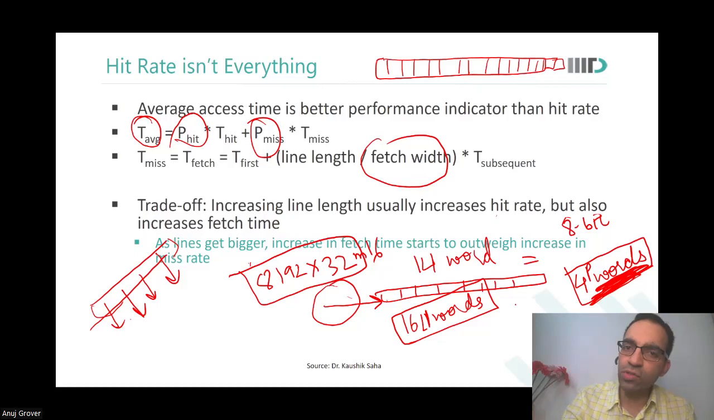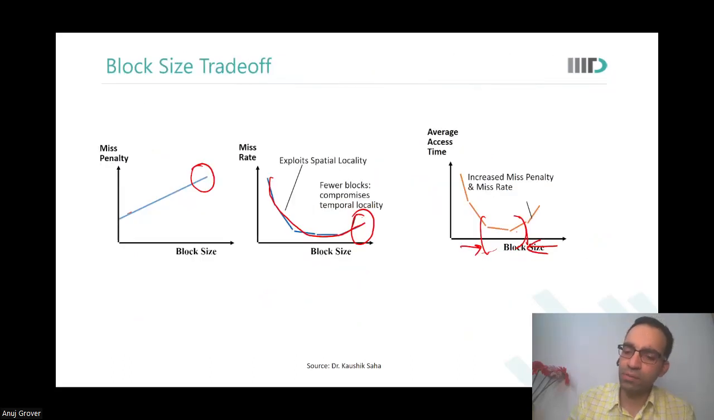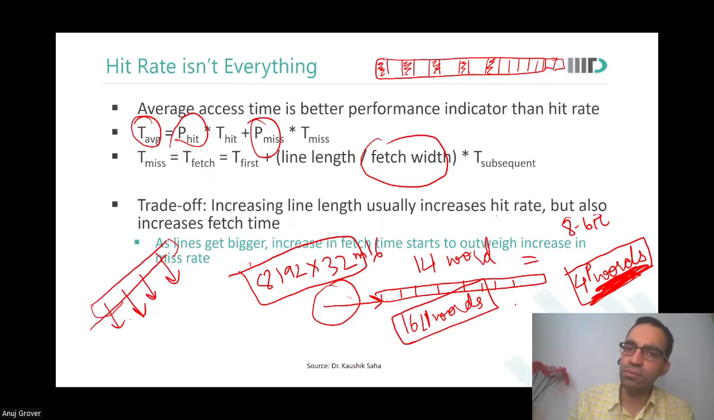1 2 3 4 5 6 7 8 9 10 11 12 13 14 15 16, let us say 16 words थे. But I say that I need 8 only, so I will read this, I will read this, I will read this, I will read this, and so on. So 8 ho gaya implement. Okay, burst length of 8.